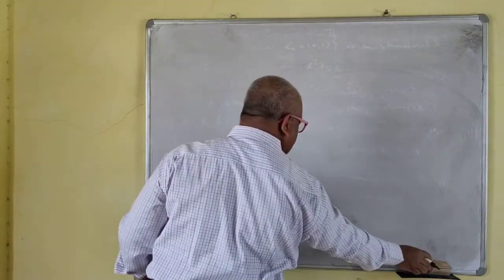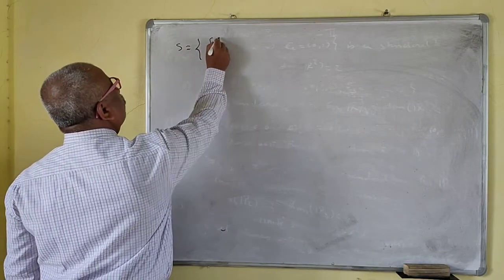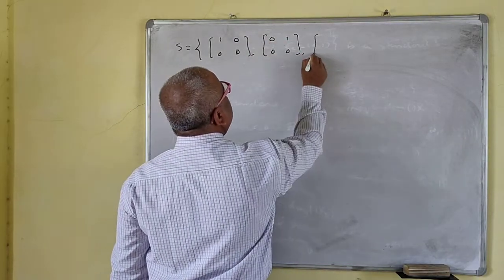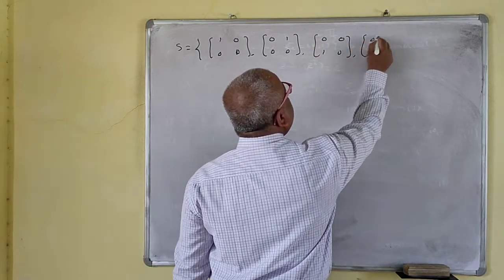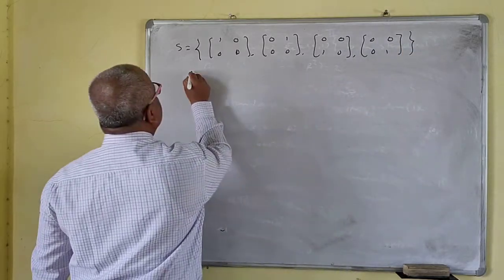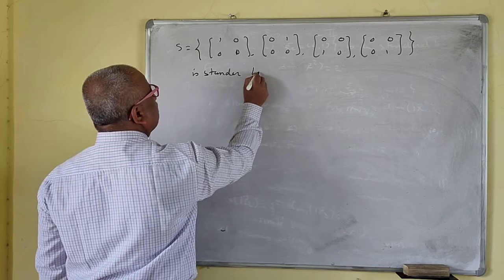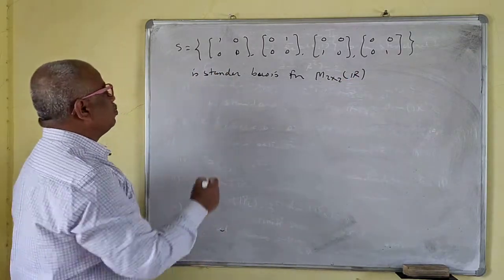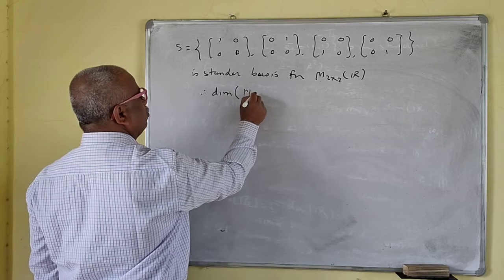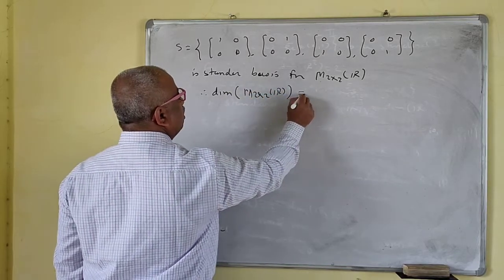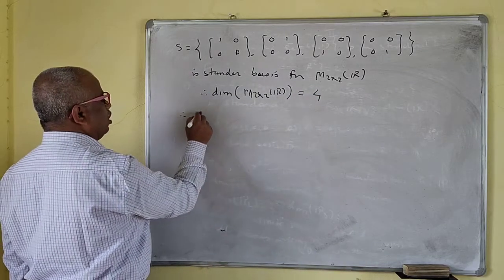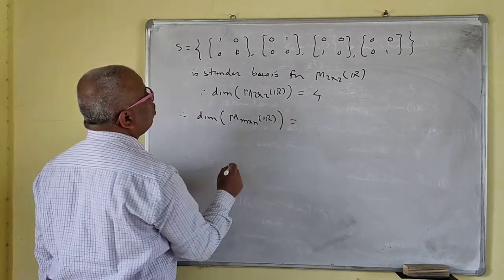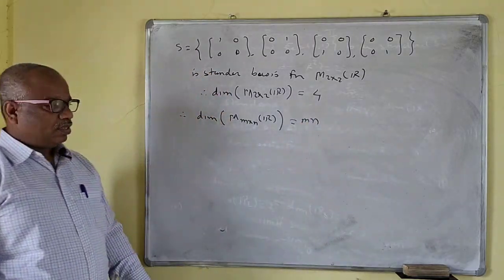Now for the matrices. S is equal to the matrices with a single 1 in each position: (1, 0, 0, 0), (0, 1, 0, 0), (0, 0, 1, 0), (0, 0, 0, 1). This is the standard basis for M 2 by 2 over R. Therefore, the dimension of M 2 by 2 over R is 4. So the dimension of M m by n over R is equal to mn.